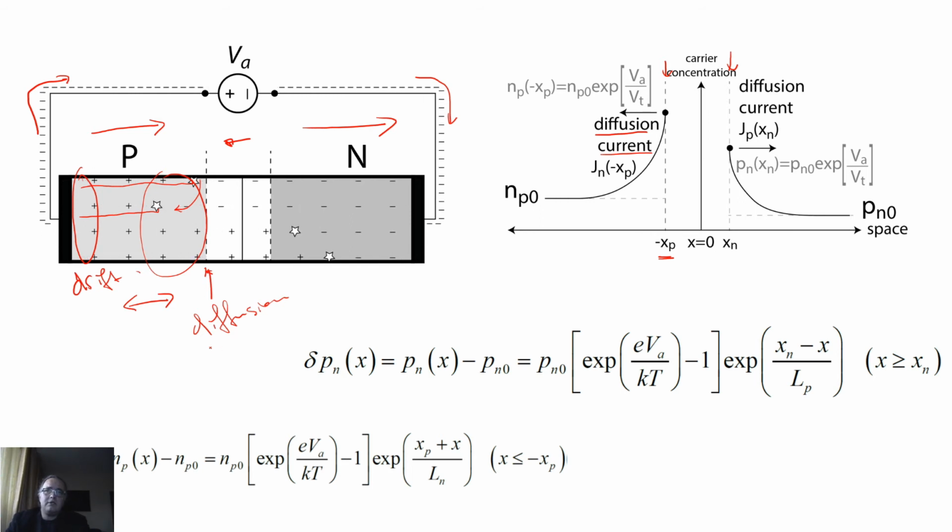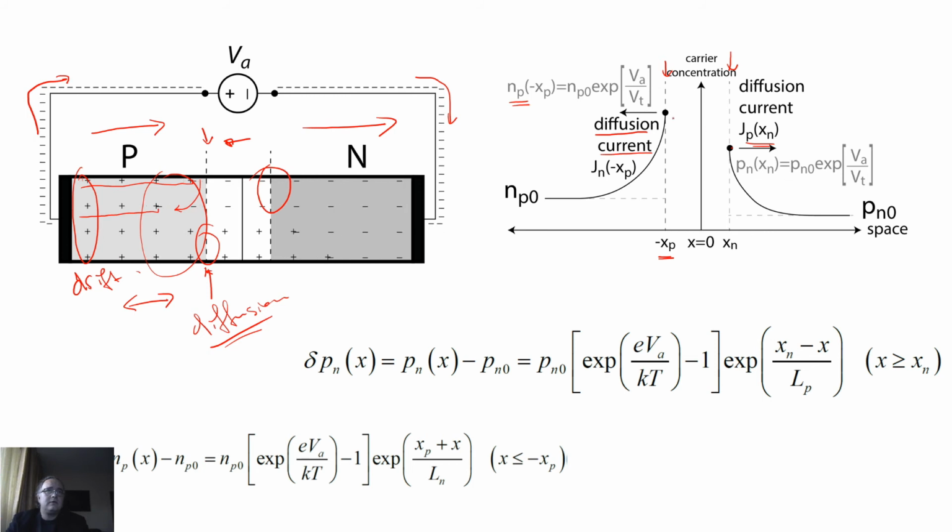So now the question is how to calculate the diffusion current, because if we calculate the diffusion current at the edge of the space charge region, we can calculate the whole current of the p-n junction. And we need actually the diffusion current at these 2 points for holes and for electrons. And then the total diode current will be the sum of the diffusion current of the electrons and the diffusion current of the holes.